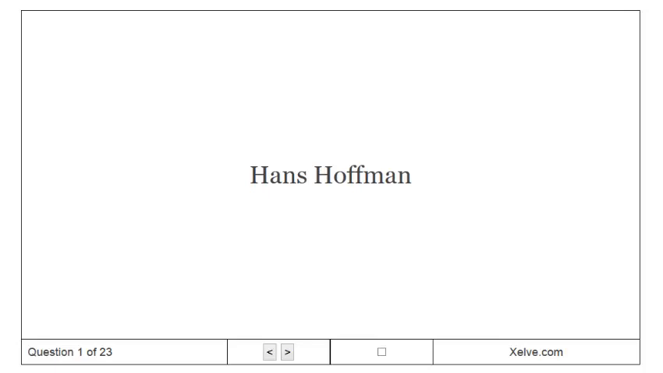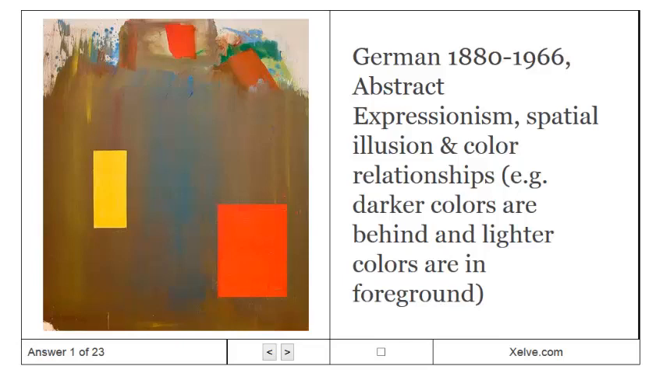Hans Hoffmann. German, 1880 to 1966. Abstract Expressionism, spatial illusion and color relationships.